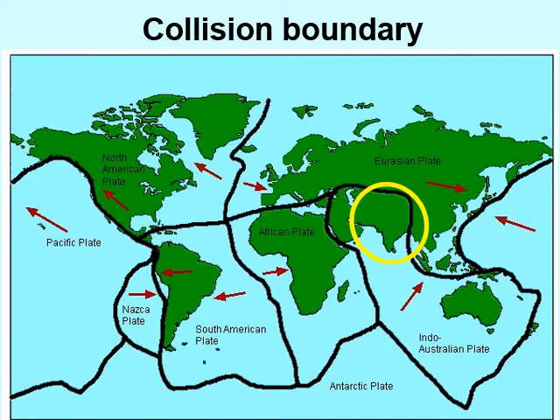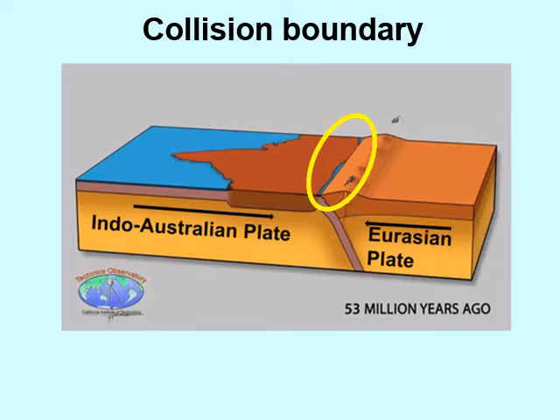In some parts of the world, we get 2 plates colliding together, but both of them are continental. And when this happens, we get what we call a collision boundary. And an example of a collision boundary is the one found between the Indo-Australian plate and the Eurasian plate. Now, these 2 plates have been slowly moving towards each other for millions of years. And between them, there used to be a sea called the Paleotethys Sea.